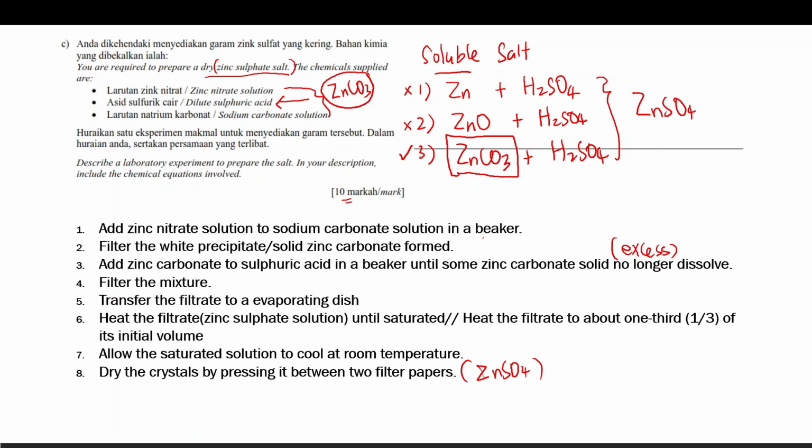Next will be the chemical equations. Zinc nitrate reacts with sodium carbonate to produce zinc carbonate, which is the zinc carbonate we want. Then zinc carbonate reacts with sulfuric acid to produce the zinc sulfate we want. So this is the salt we want to prepare in this question. Altogether 10 marks. I hope you can learn from the mistakes in this exam. Okay, thank you very much.